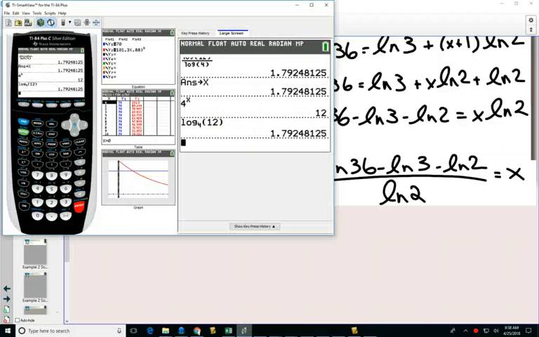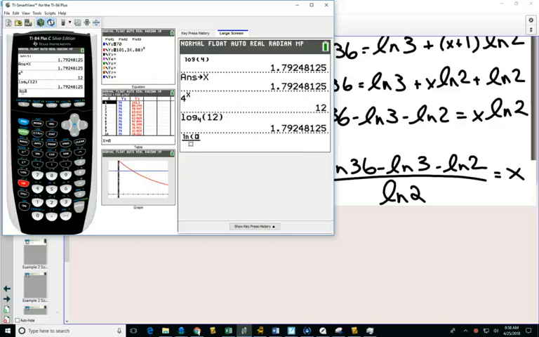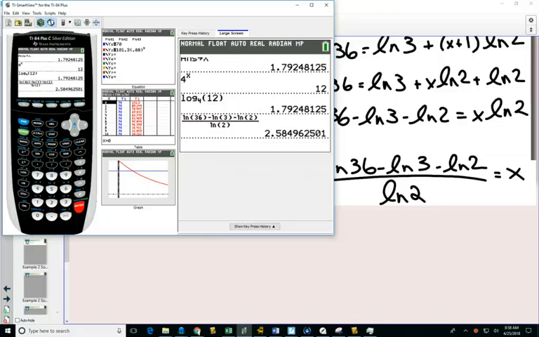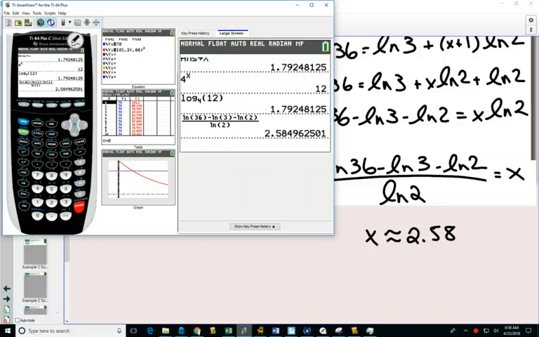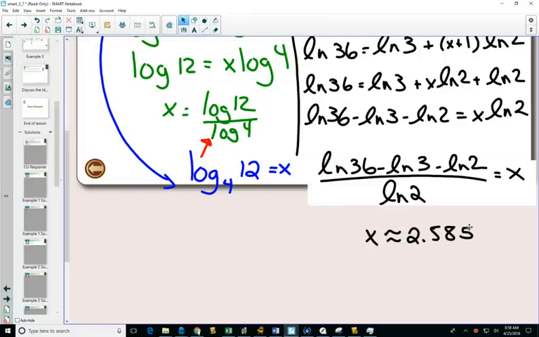I go to my calculator, and on my calculator, again, use my fraction button. Natural log button is right underneath the log button. Natural log of 36 minus natural log of 3 minus natural log of 2, all divided by the natural log of 2, 2.58. And actually, on your exam, you have to round to 3 decimals when it doesn't say so, 2.585.